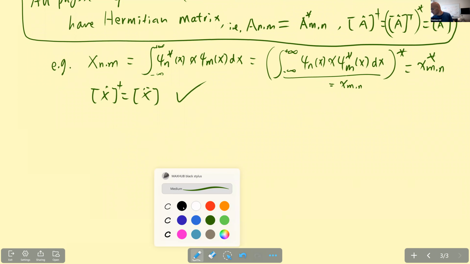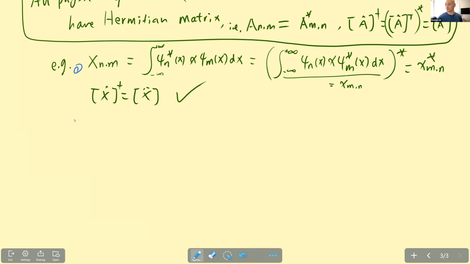Let's also look at another example, momentum. Okay, so this one is defined as, okay. And now you can see that this i actually is important. Okay.